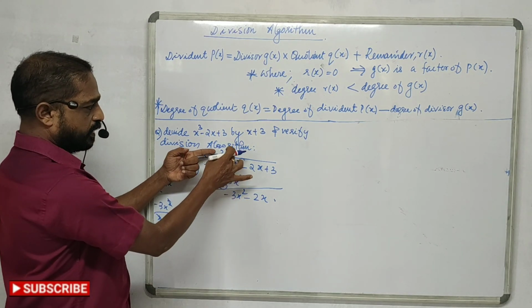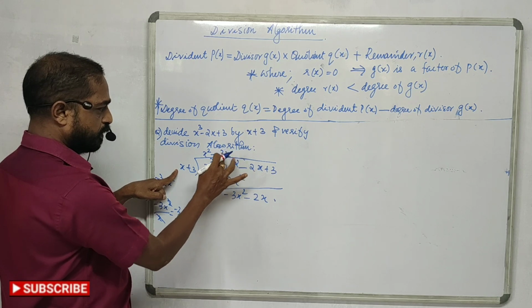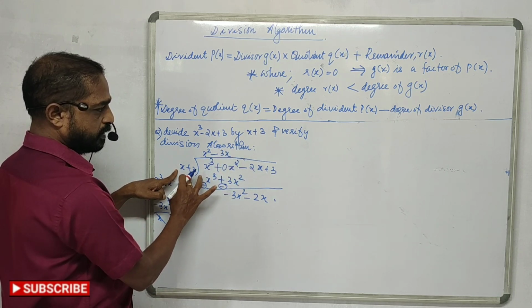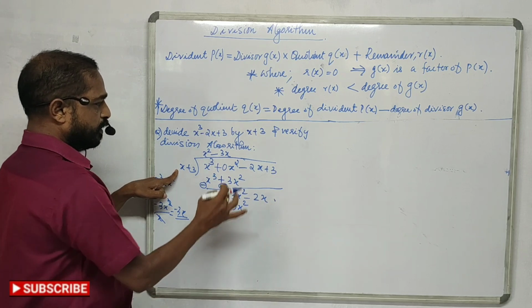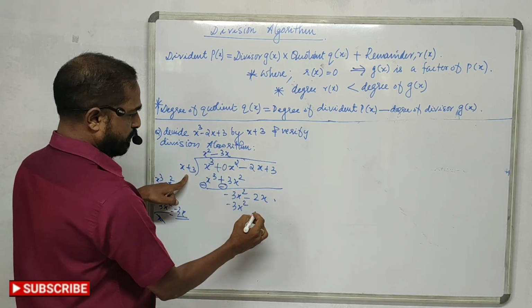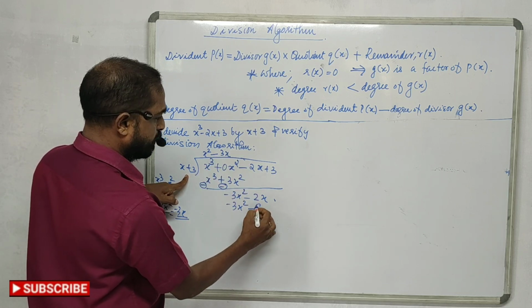So as in the earlier place, just multiply these two. Minus 3x into x plus 3. That is minus 3x into x, then minus 3x into plus 3. Minus 3x into x is minus 3x square. Minus 3x into plus 3 is minus 9x.